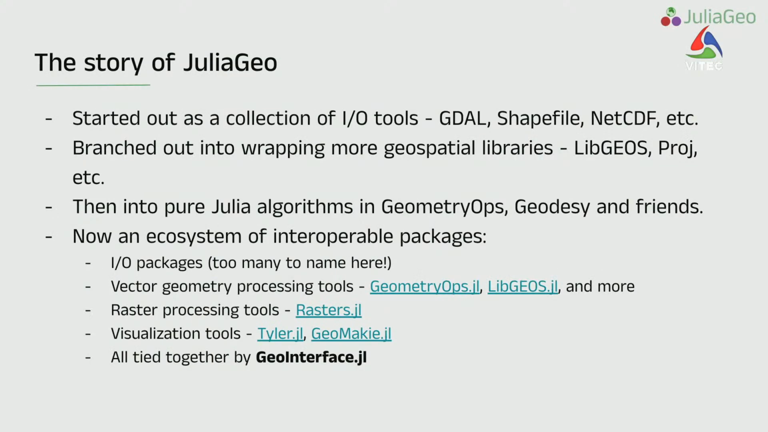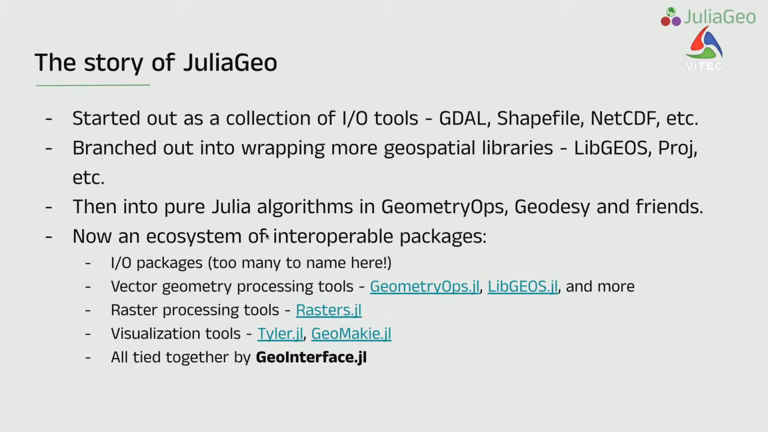You have some I/O packages here, some visualization stuff, and some wrappers of C libraries. So it really has a bunch of different things. It started out as a collection of I/O tools, so you had a wrapper of GDAL, and native Julia packages for shapefiles, netcdf, and so on. Then it branched out into wrapping more: libgeos, which is the current industry standard 2D geometry library, and proj for projections, so from the sphere to the plane and so forth. Then it started having some pure Julia algorithms. Geodesy was arguably one of the first ones, also more coordinate transformation. Now it's an ecosystem of these interoperable packages.